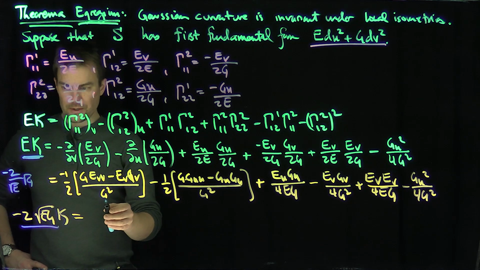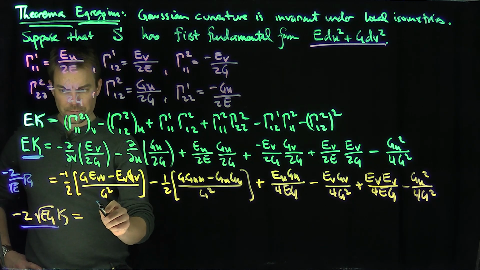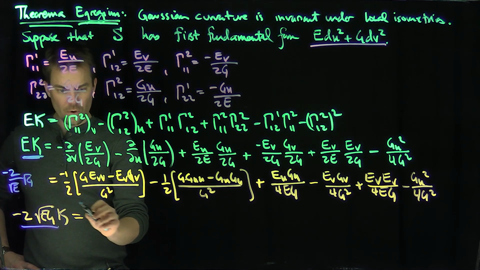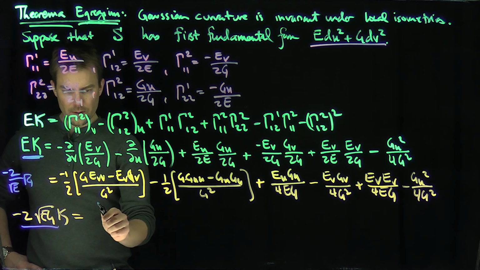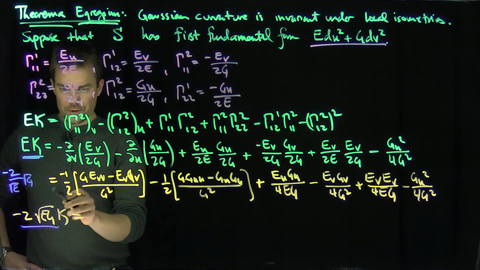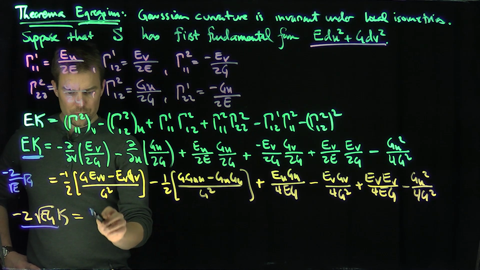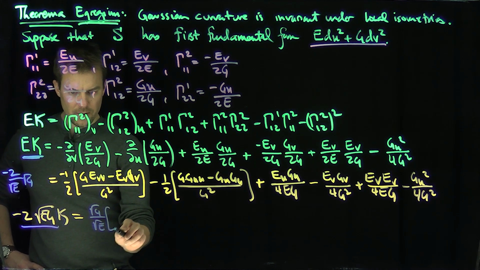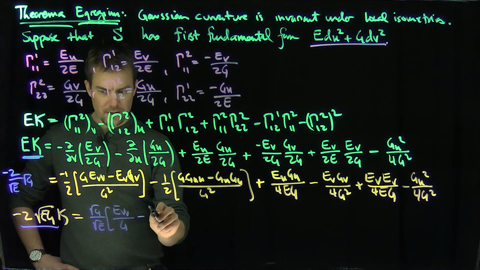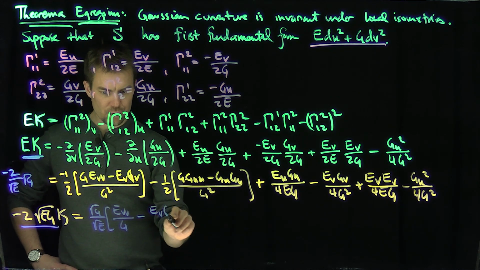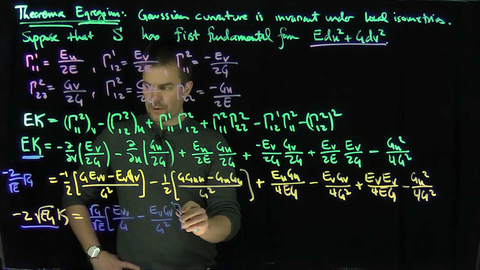And so what will happen over here is this is going to turn into a root G over root E. So let's do it carefully. The 2 is going to go away, so I'm going to have a root G over root E times an EVV over a single G, and then minus an EVGV over G squared.